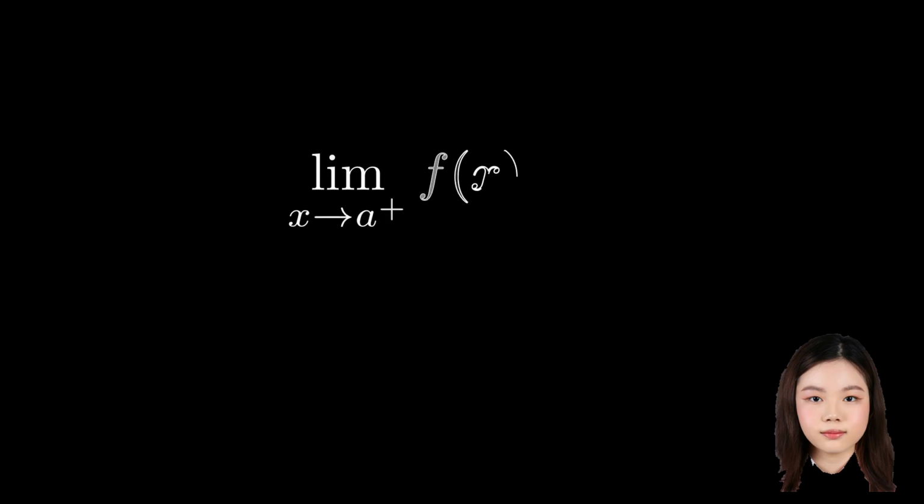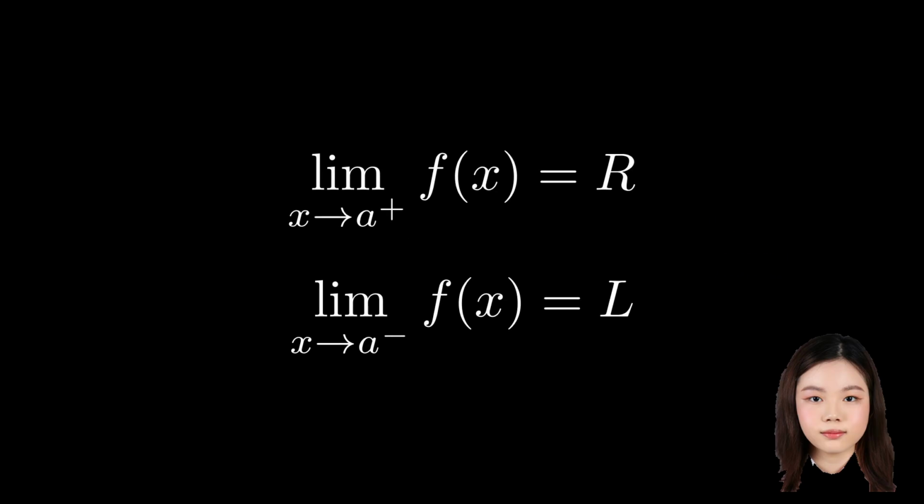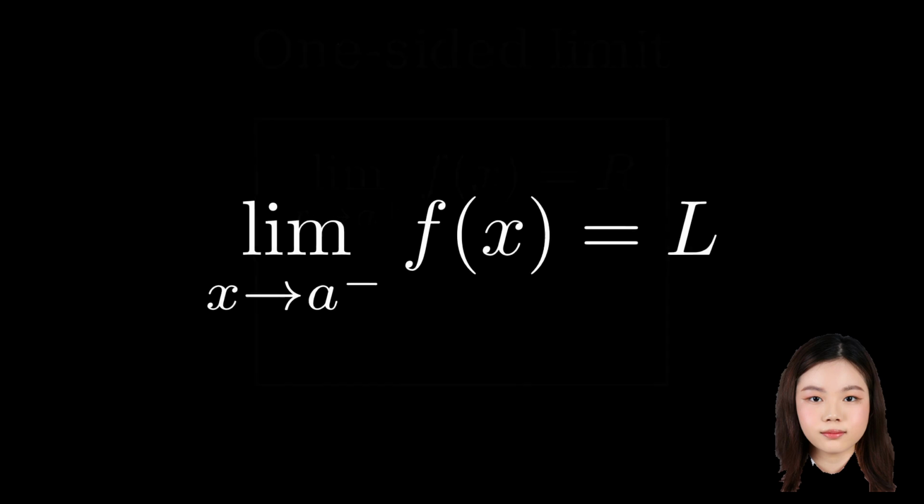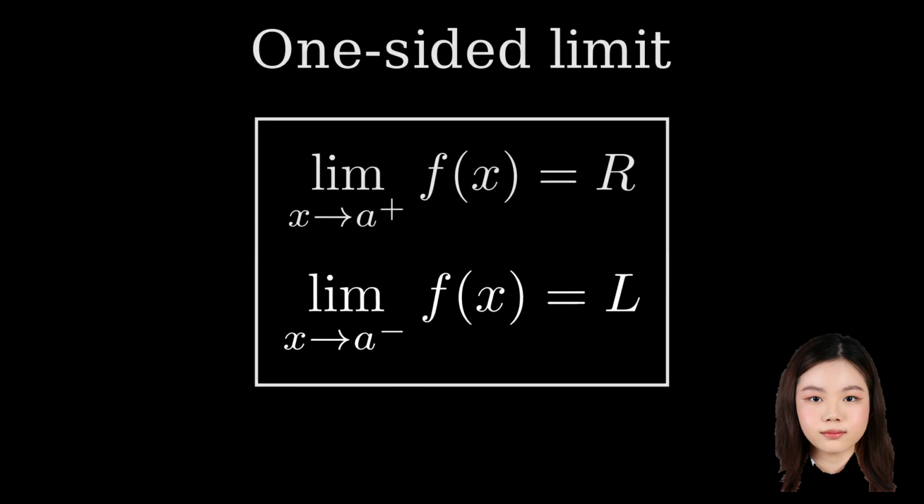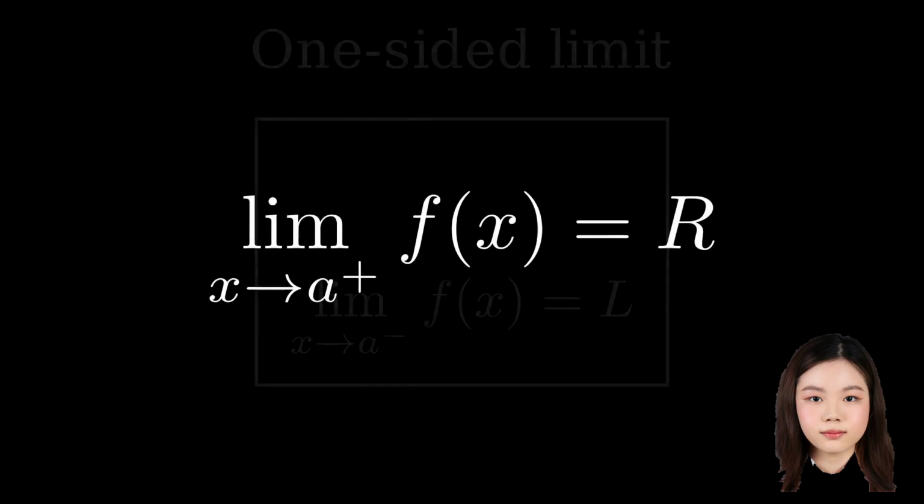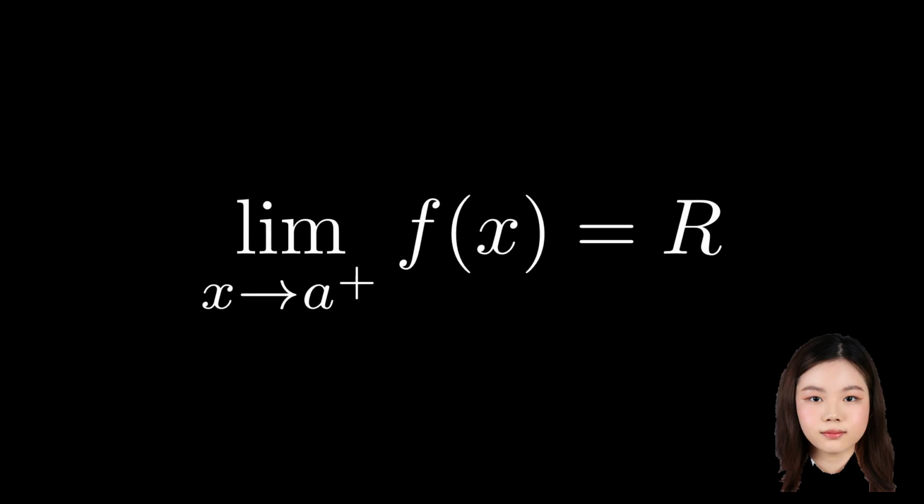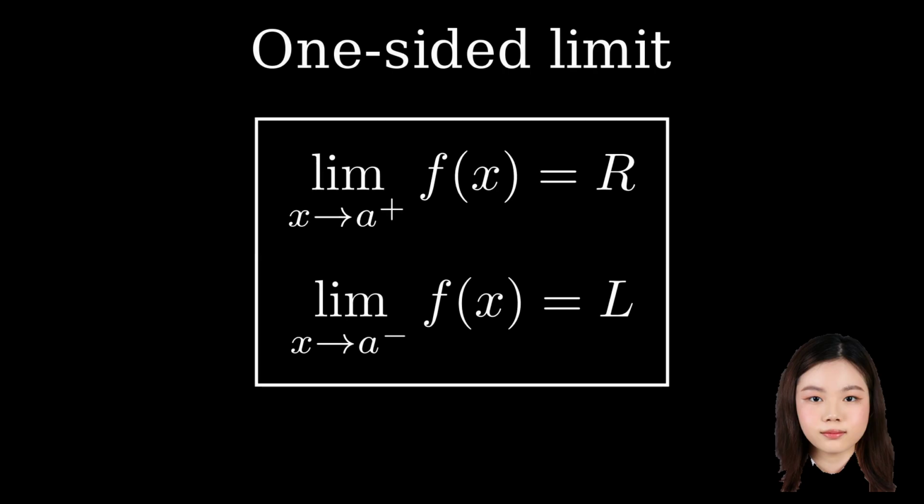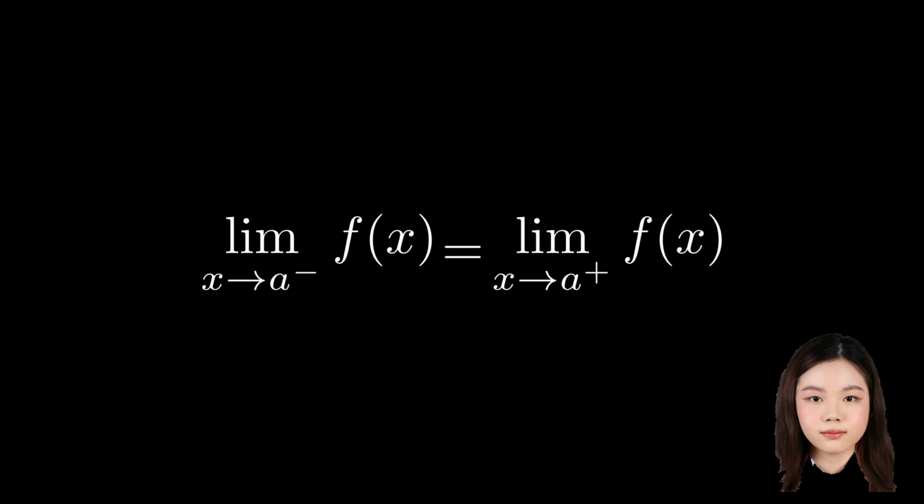Sometimes, a function behaves differently from the left and from the right. That's why we define one-sided limits: the left-hand limit, the limit of f(x) as x approaches a from the left, and the right-hand limit, the limit of f(x) as x approaches a from the right. The limit of f(x) as x approaches a exists only if both sides are equal.